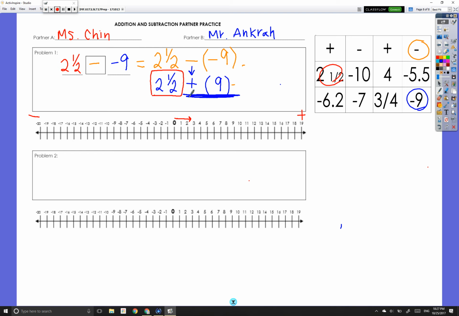He's going to add on +9. If you have trouble counting these, because I definitely do when the numbers get larger, I actually just count by bubbles, so steps. So 1 step, 2, 3, 4, 5, 6, 7, 8, 9 steps. That should help you figure out that the answer to this problem then is +11.5 or 11.5.